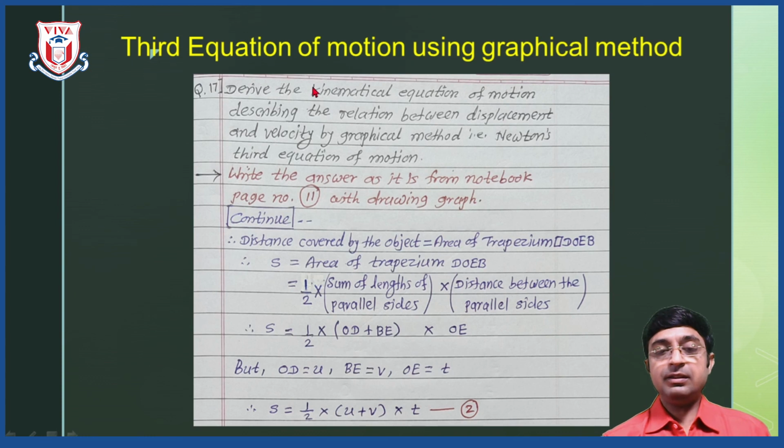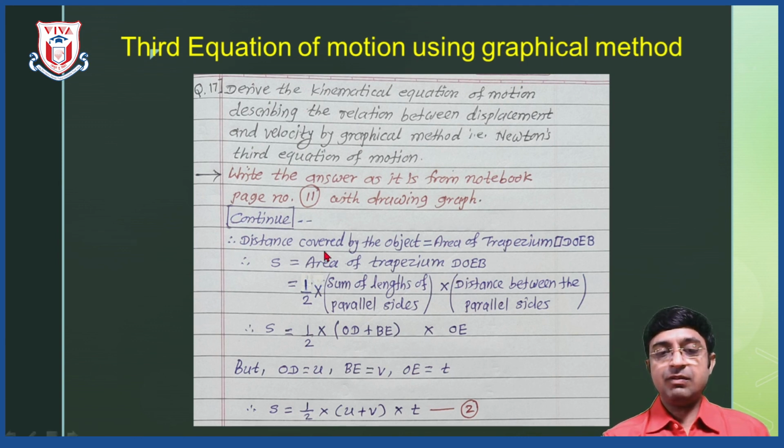Next, the third one. Derive the third equation of motion using the graphical method. Derive the kinematical equation describing the relation between displacement and velocity by the graphical method, that is Newton's third equation of motion. So again we write here as it is from that answer from that page of the notebook with the drawing of the graph. That part is the same graph, and up to equation number 1, that part is common, that we write in case of this third equation also, and then afterward continue.